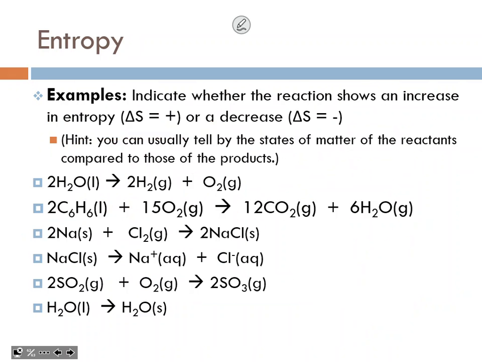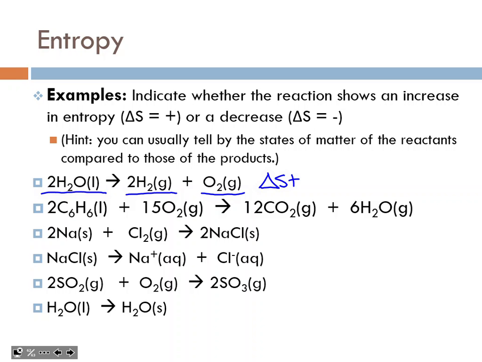So if I'm looking at this example, I have 2 moles of liquid water going to 2 moles of hydrogen gas plus 1 mole of oxygen gas. So basically 2 moles of liquid going to 3 moles of gas. Is that an increase in entropy or a decrease in entropy? Increase. So you would write delta S, the change in entropy, is an increase or positive.